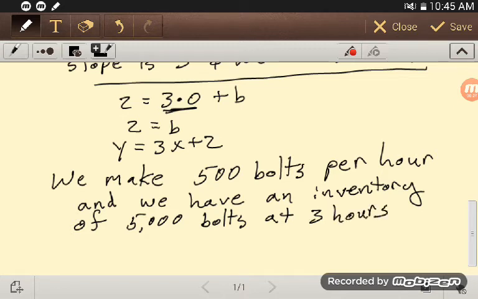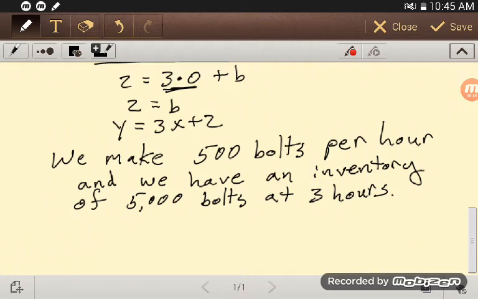Okay, now, so what does that mean? Well, you had some bolts to start with, but you just don't know how many, right? Because in 3 hours, I know that I could have only made 1,500 bolts. So 5,000 is too many for that. So I must have had some number to start with. But again, you see 500 bolts per hour. That looks like a rate of change. So I'm pretty sure that's m.